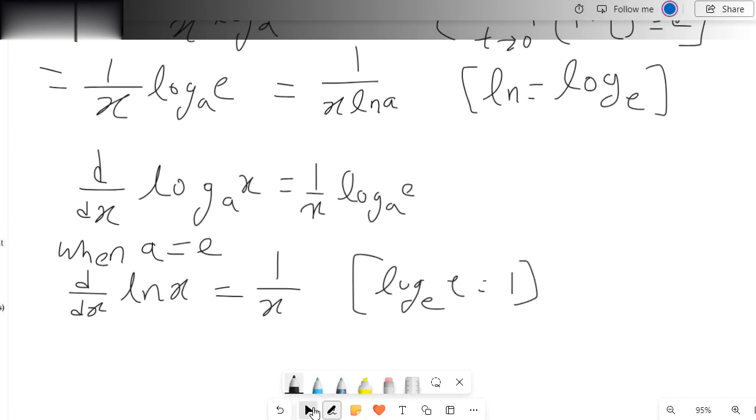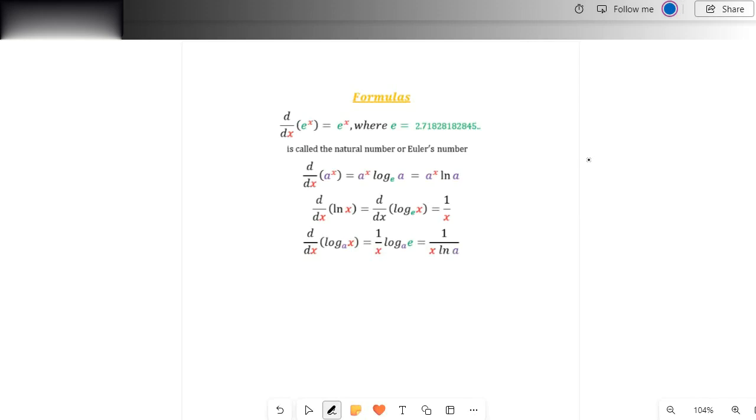So we have the formulas: d/dx of e^x is simply e^x, where e is Euler's number or the natural number. d/dx of a^x is simply a^x multiplied with log base e of a, or simply a^x multiplied with ln a. Similarly, for d/dx of ln x, we have 1/x, and for log base a of x, we have 1/x multiplied with log base a of e.